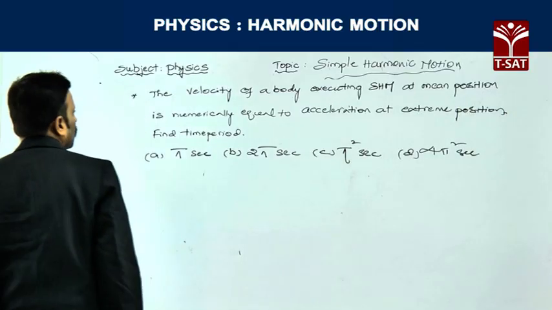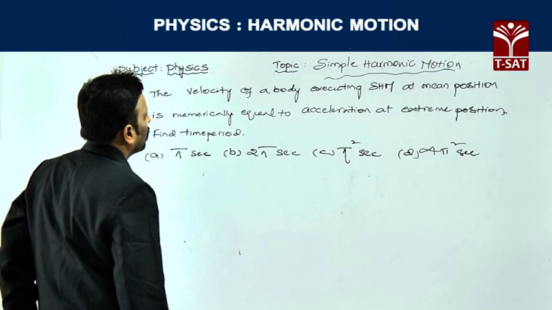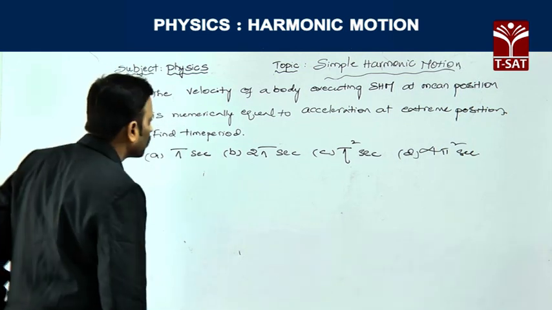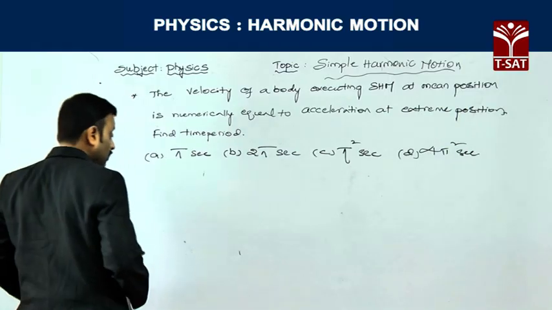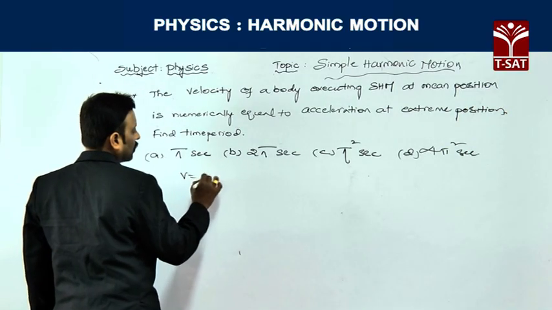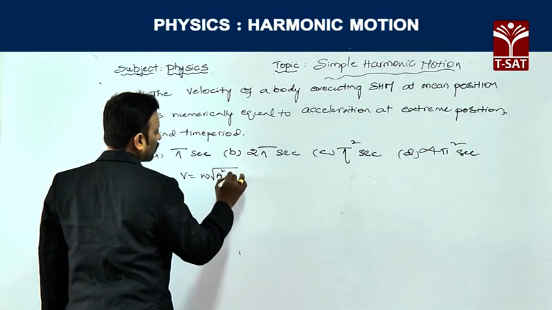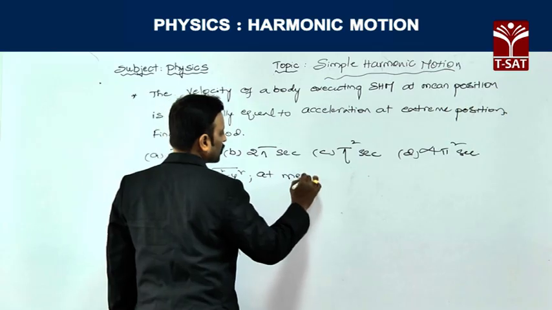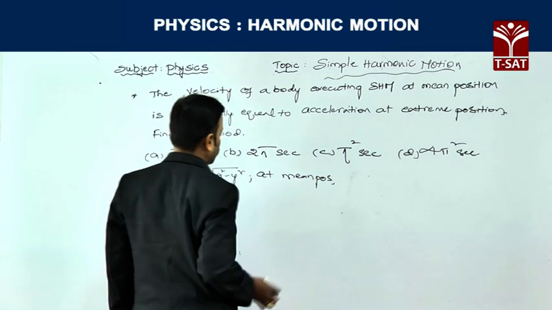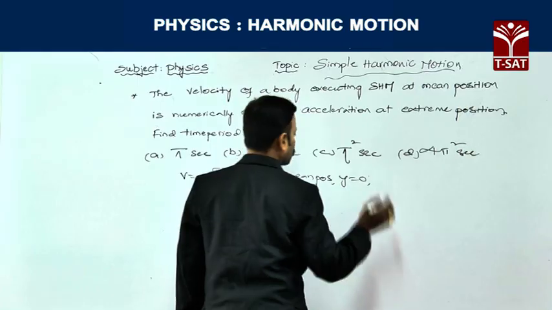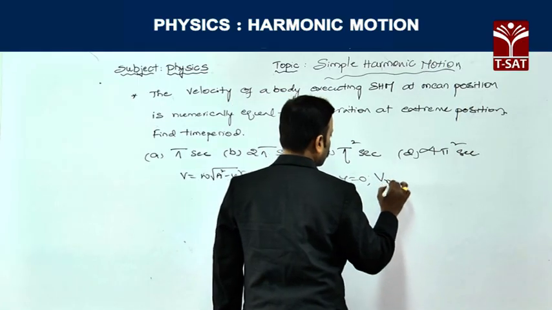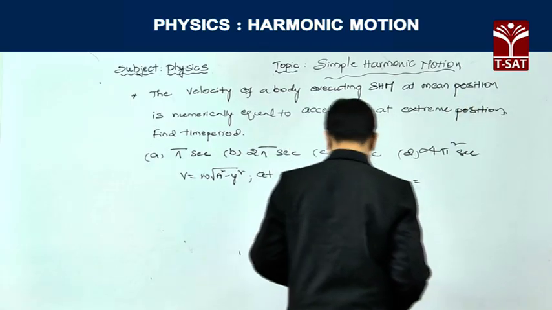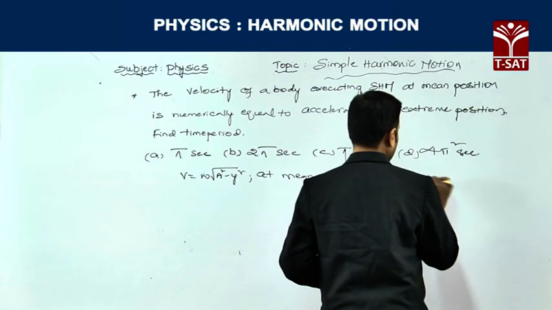Look at the data given. Velocity of a particle at mean position is numerically equal to acceleration at extreme position. What is the formula for velocity? V is equal to omega under root a square minus y square. At mean position, y is equal to 0. So maximum velocity is A omega.